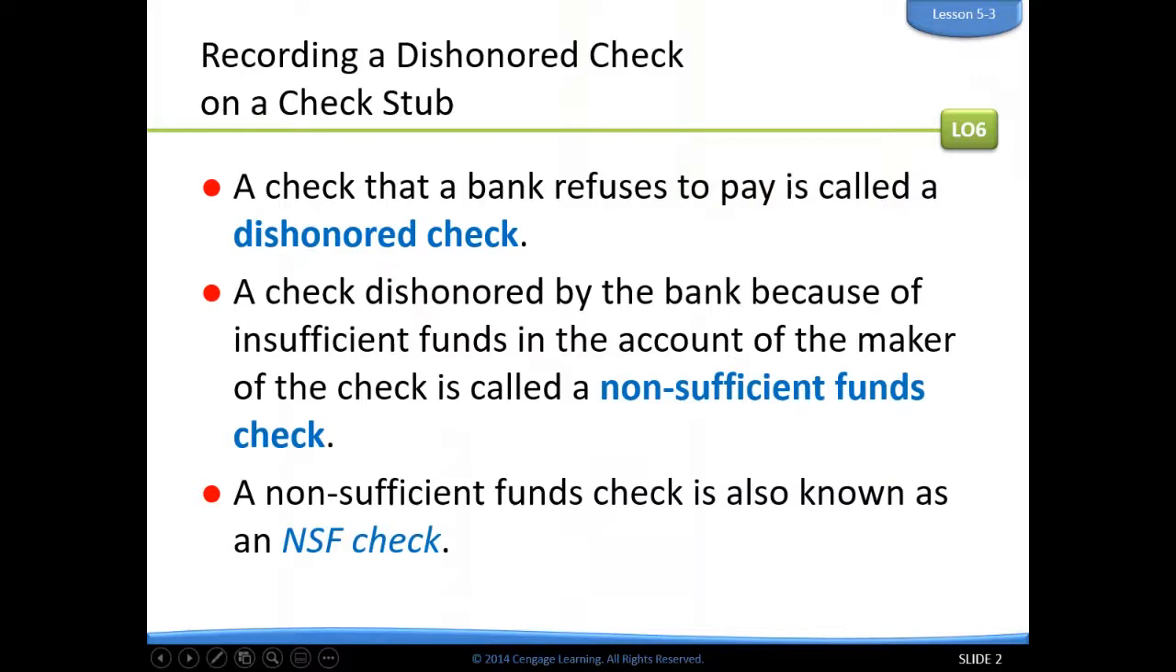One is a bad check. If somebody writes you a check, you take it to the bank, you put it in your bank, and your bank gives you the money for it, and then their bank says, sorry, that person didn't have any money, right? So you got to back up and take that money back out of your account, right? That's a dishonored check or a bad check or a non-sufficient funds check, an NSF check.